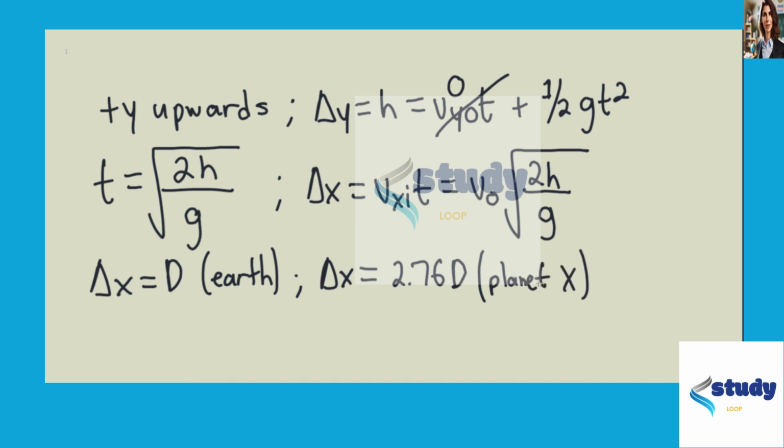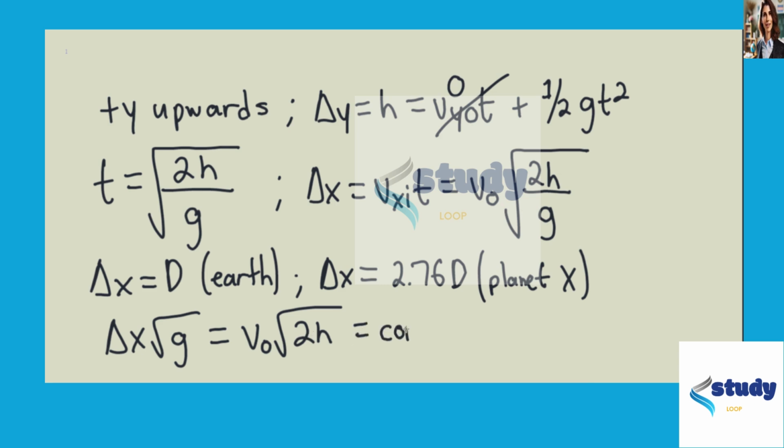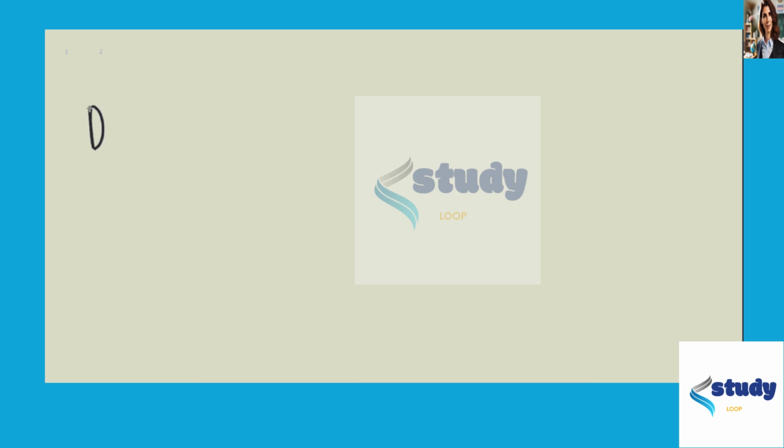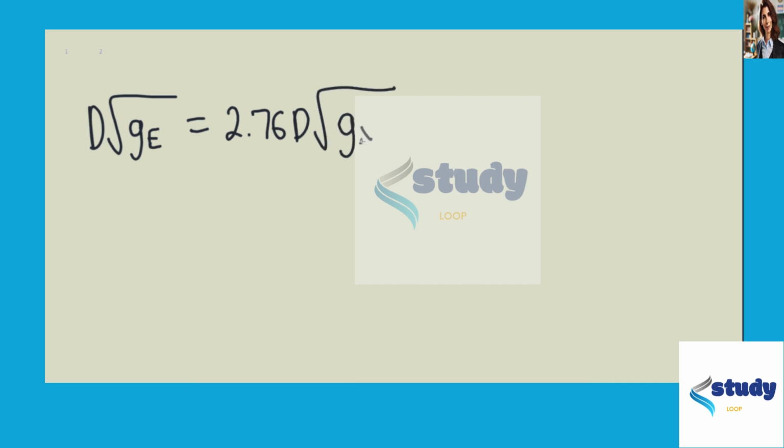So we can then say that delta x multiplied by the square root of g is going to be equal to the initial velocity times the square root of 2 times the height. Because they're firing it at the same initial velocity on both planets, and from the same height on both planets, this is going to be equal to a constant. So we can set up a proportion, or essentially a ratio, and we can say that d multiplied by the square root of gravity on Earth will be equal to 2.76 d times the square root of the gravity on planet X.